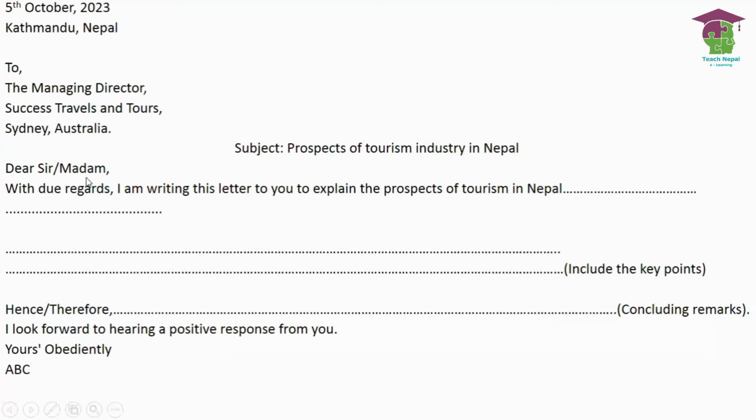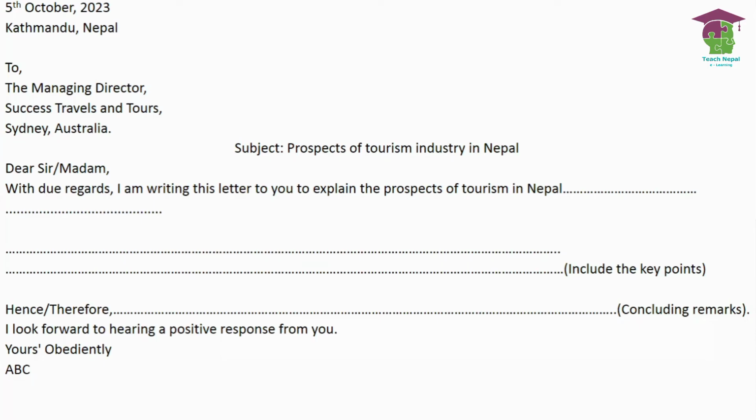So next: with due regard, I'm writing this letter to you to explain the prospects of tourism in Nepal. So our topic is to write about the prospects, or to write about one of the tourist destinations that has not been identified yet. So we have to write about that, and this is how we have to start it. This is just the anatomy, or skeleton, I have shown you here, but the remaining things you have to do yourself. I just showed you how it should look, or how you have to structure it.